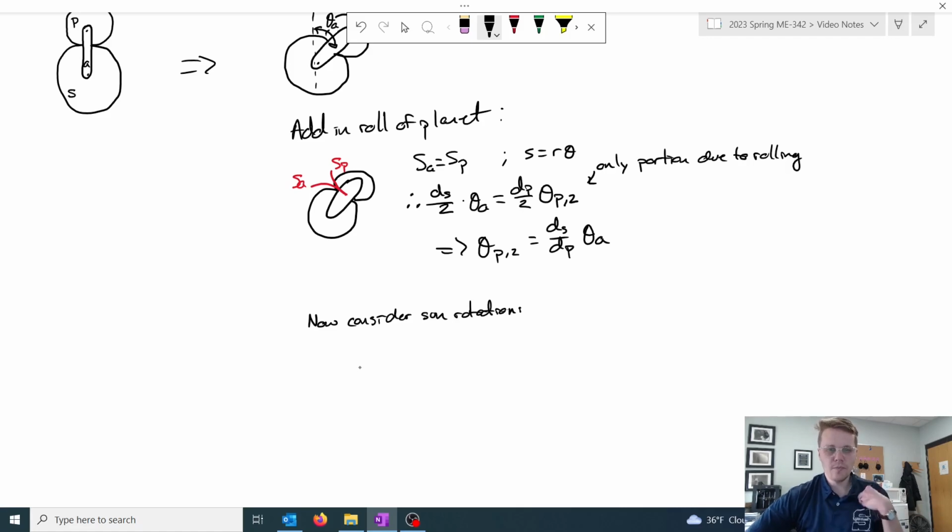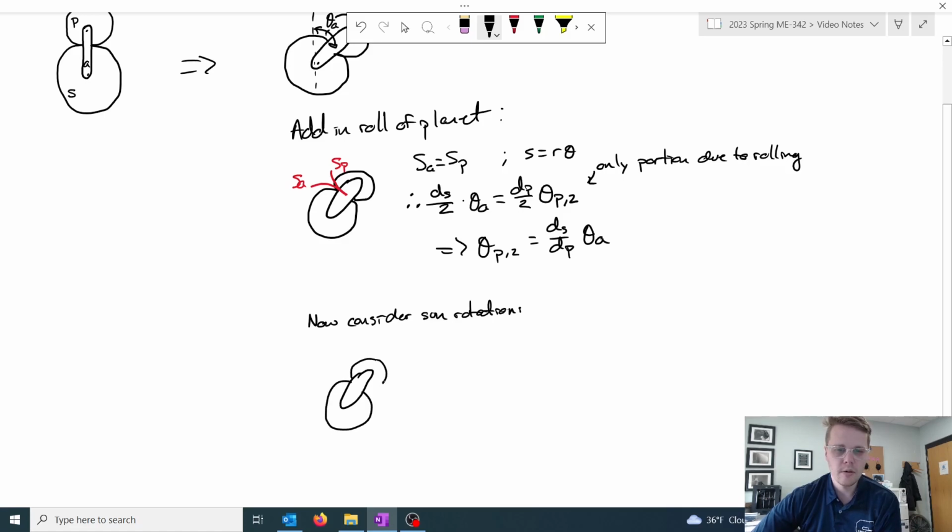And so again with our picture, arm, sun, and planet, now we're going to say that the sun itself undergoes some rotation, theta s. And so if the sun rotates clockwise, and we assume that the arm is held in place, then the planet has to rotate counterclockwise in order to balance that.